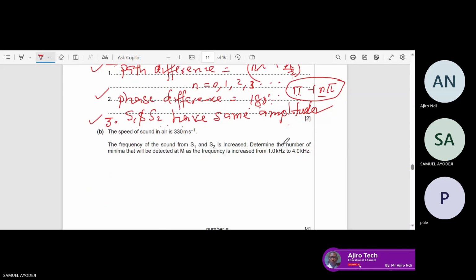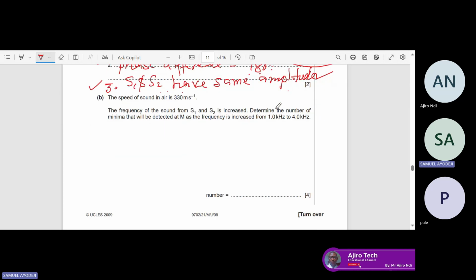Yes. Okay. Now we have part B. The speed of sound in air is given. The frequency of the sound, this and this, is increased. Determine the number of maxima. Okay, we increase the frequency from here to here. So what number of maxima will be detected?